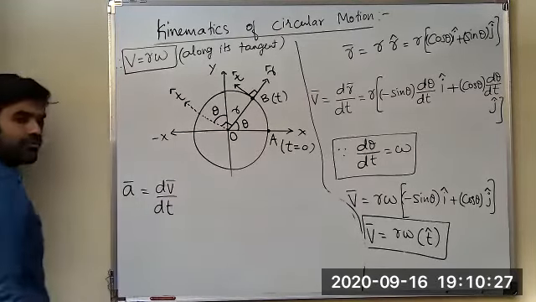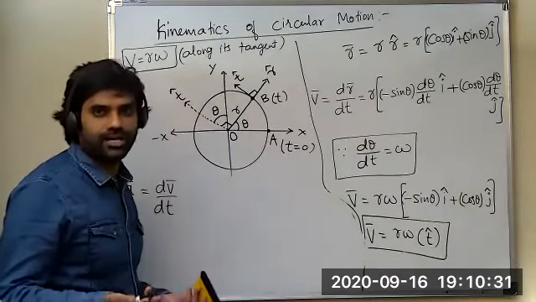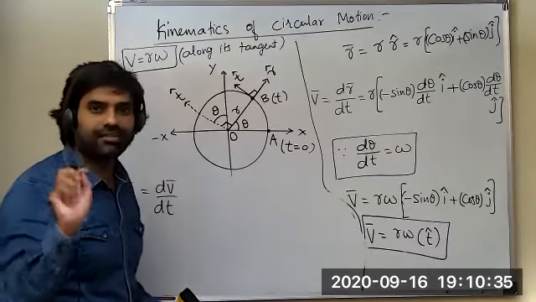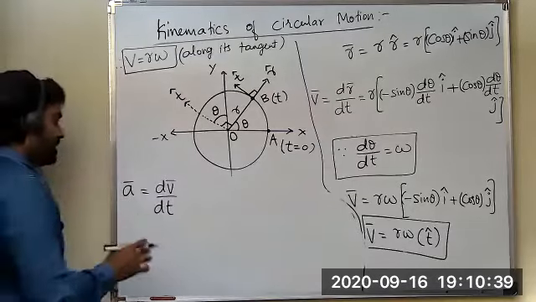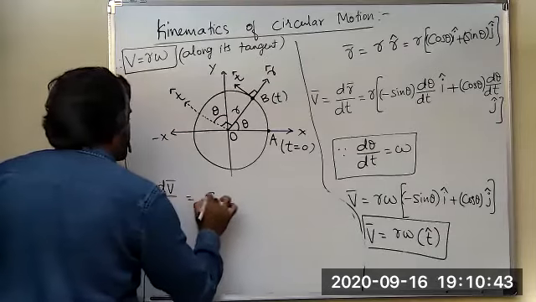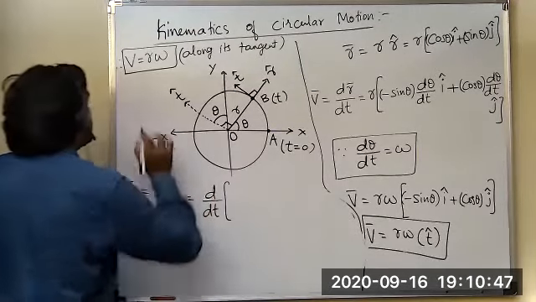If you differentiate velocity with respect to time, you will get acceleration, because this is our normal kinematics. On differentiating displacement, you will get velocity. On differentiating velocity, students, you will get acceleration. I'm going to follow that concept now. See, a is equal to dv by dt, so that is equal to d by dt of this v.